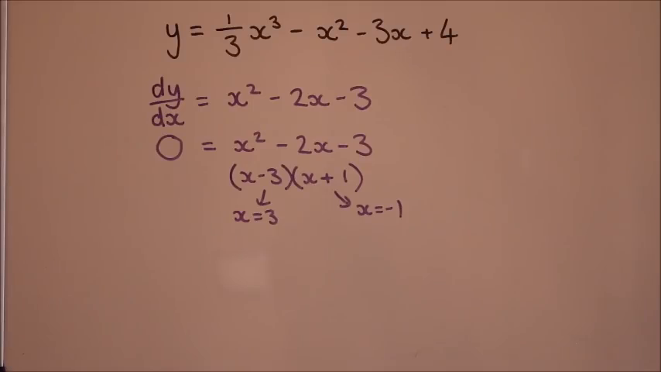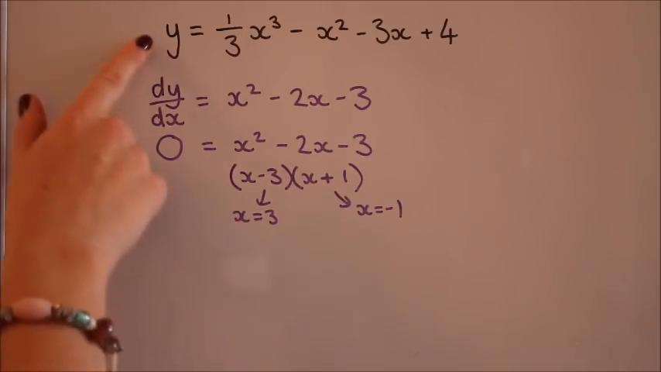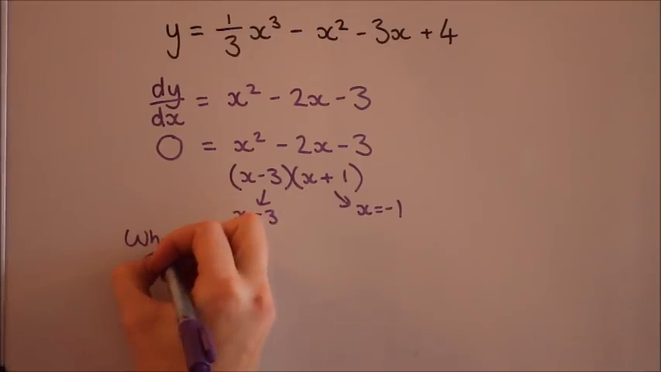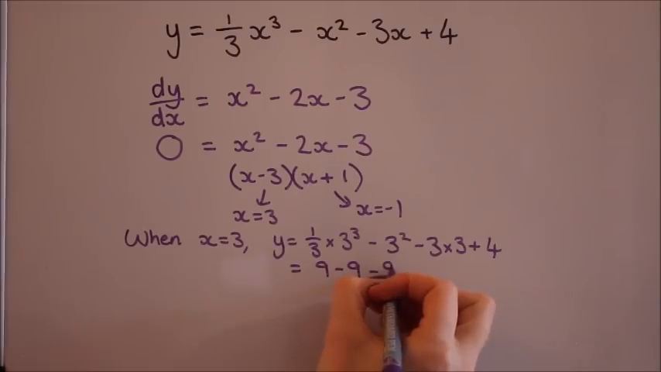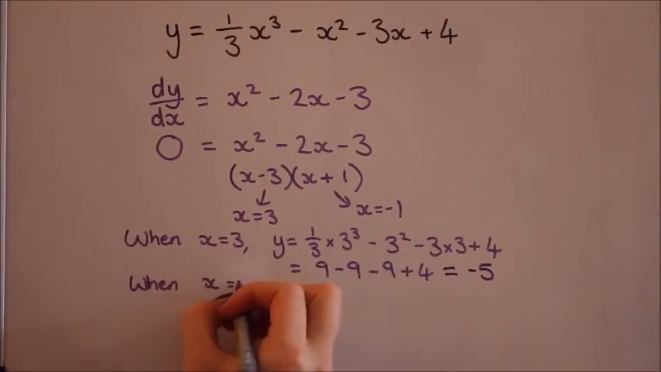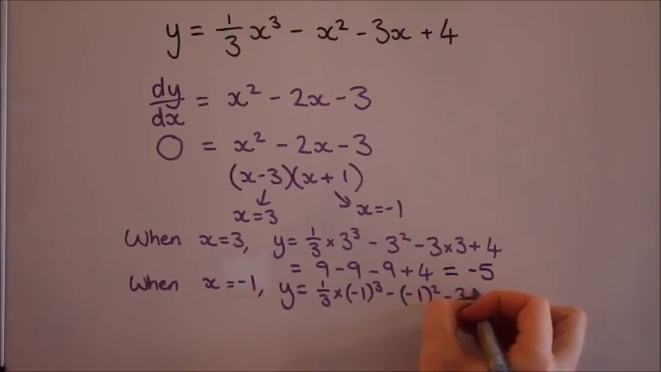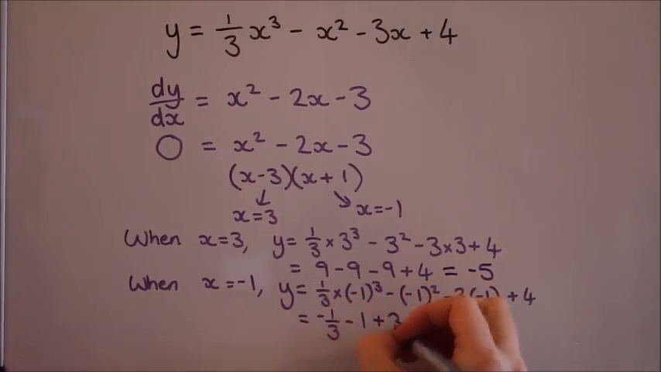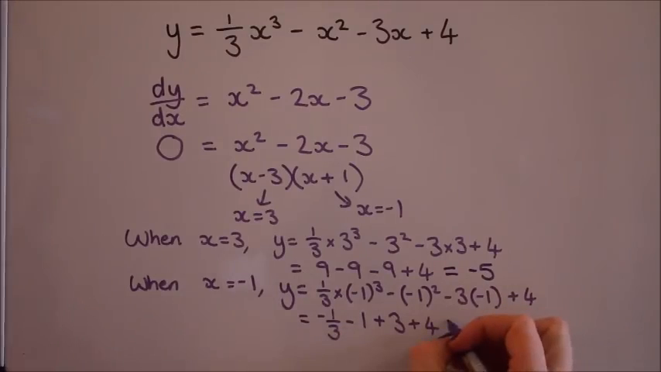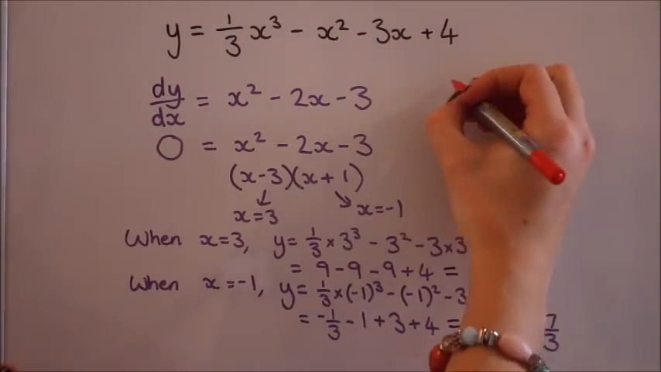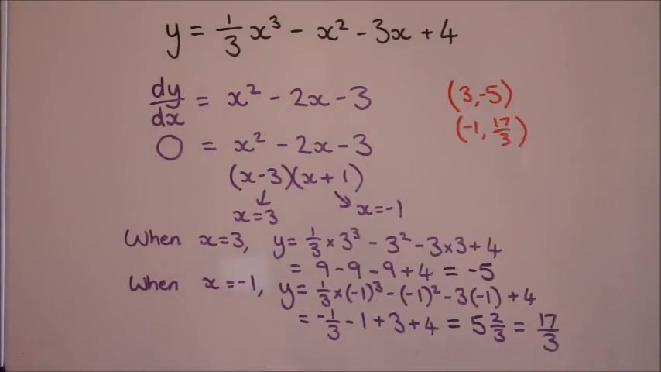If you wrote down this question, you might notice that it actually says find the coordinates, not just the x coordinates. So we need to find the y coordinates as well, so we need to put them back into the original equation to get y. Just be mindful of those negative signs there. A minus number squared is positive, and then you're taking it away so it's still negative. Well done if you got that one right.